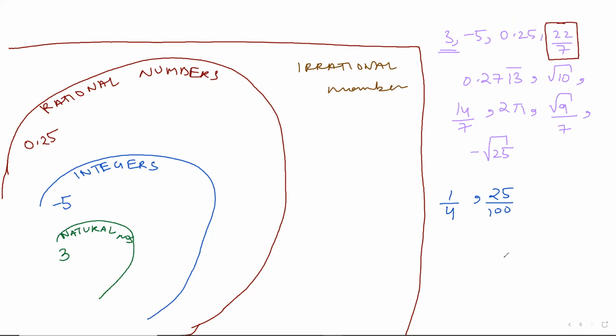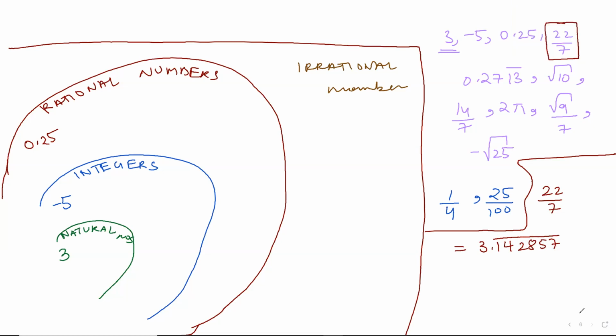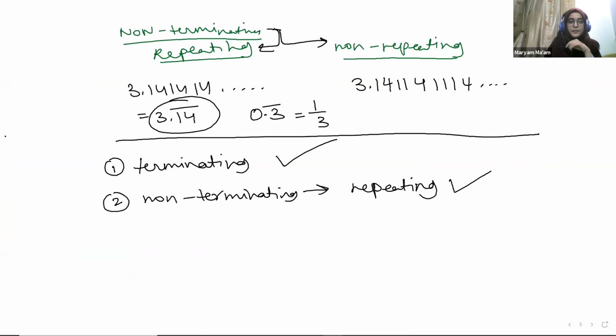But now the confusion that is coming up is, when we look at the decimal expansion of 22 by 7, it comes out to be 3.142857 bar. That's your concern, right, Zoya? Yes, ma'am. Okay. So let's take a look again at the definition of rational numbers when you look at their decimal expansion.